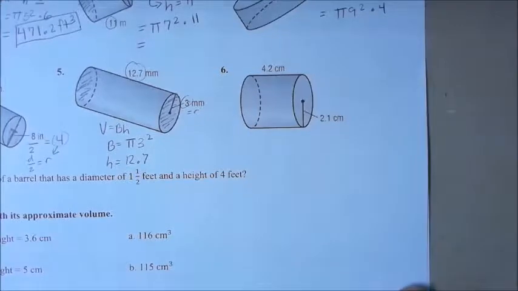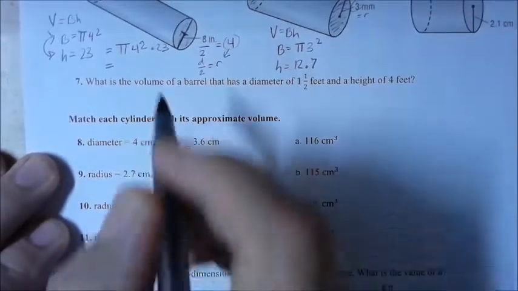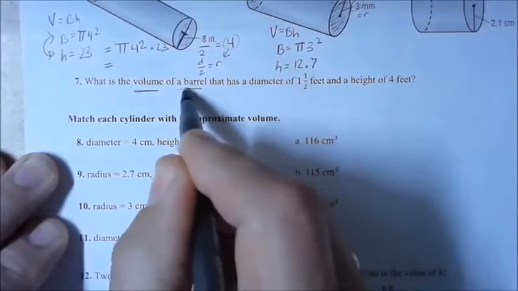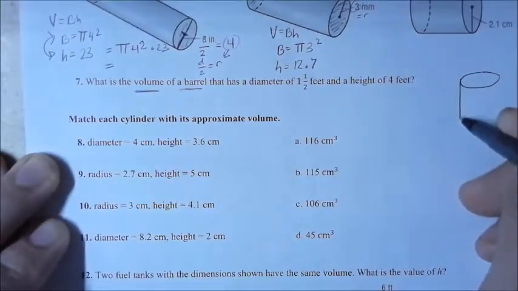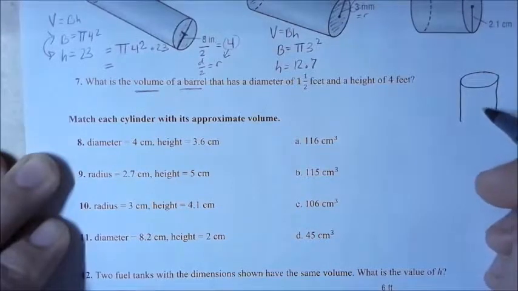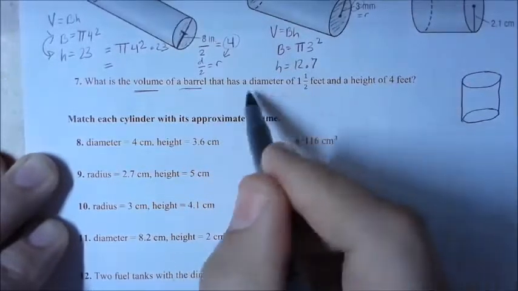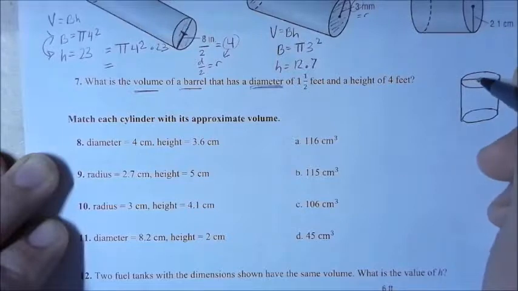So let's take a look at the ones down at the bottom. So here we have a word problem. It says, what is the volume? We're going to underline volume of a barrel. Notice a barrel looks like a cylinder. So I'm going to draw a picture. There's my barrel that has a diameter. Okay, so it has a diameter, so I'm going to draw a diameter on it.